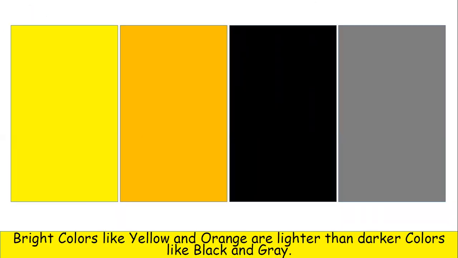Bright colors like yellow and orange are lighter than darker colors like black and gray. At the end of the day, they are all colors, but there are some colors that are lighter and there's some colors that are darker.